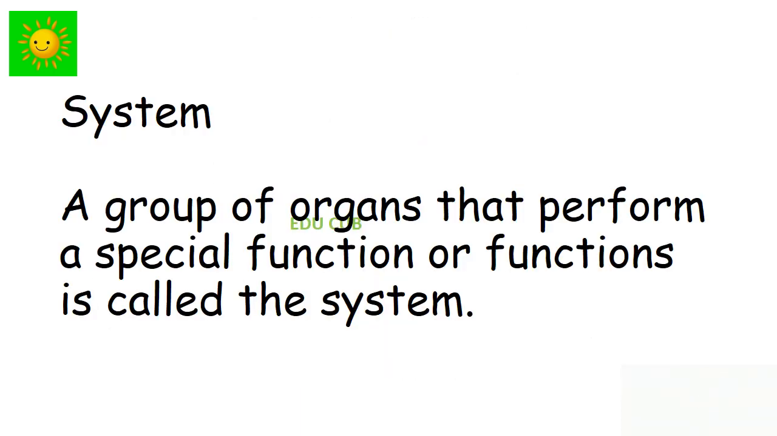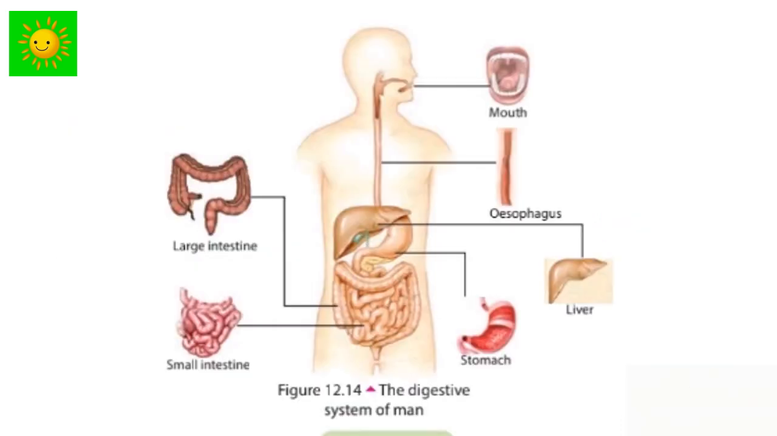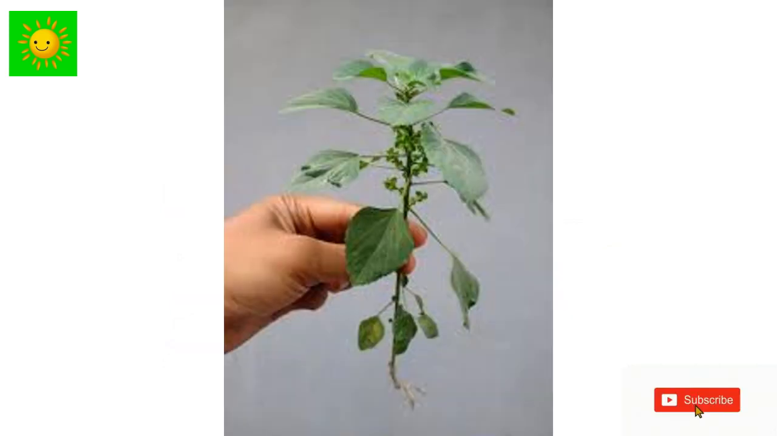Next, system. A group of organs that perform a special function or functions is called a system. This figure shows you the digestive system of man. The digestive system contains different organs: large intestine, small intestine, mouth, esophagus, liver and stomach.